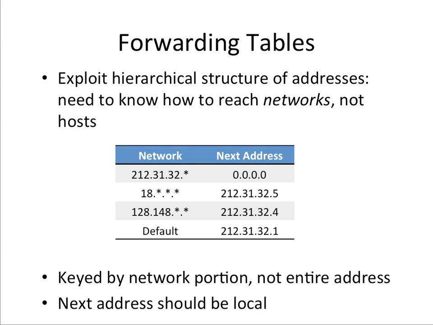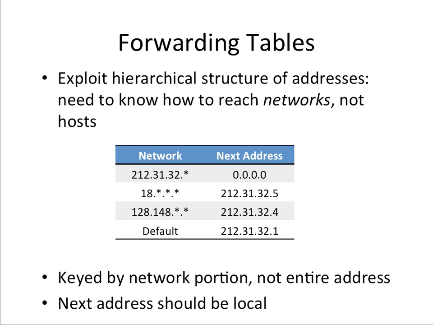So the forwarding tables are keyed by network portion, not the entire address. Why is that? Because there's an assumption that a given network will have a set of IP addresses that are close to each other in the address space. So it's possible to aggregate them into what is called a network address, which is basically the first set of bits in the IP address. And the reason this is desirable is it can reduce the size of the forwarding table.